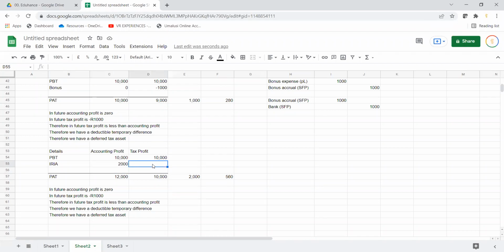Then, from a tax point of view, in future, tax is going to have nothing. Why? Tax is not going to tax anything in future periods because they've already taxed it in the current year. Remember the gross income definition in the current year.